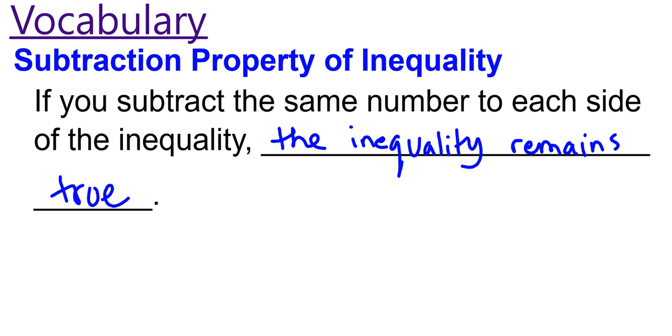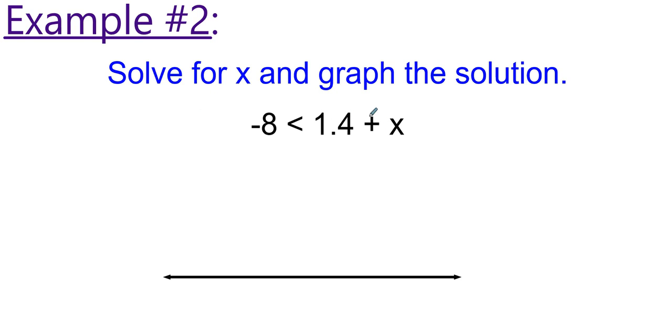Example number 2 will be coming up in a second, right after we talk about the subtraction property of inequality. Very similar to the addition property of inequality, it says if you subtract the same number from each side, the inequality remains true. So we can either add or subtract the same value to each side of the inequality and it will remain true. So on this one, we have x plus 1.4 on the right-hand side here. We need to subtract off that 1.4 from both sides to get x by itself. That will cancel out the positive 1.4 on the right. Negative 8 minus 1.4 is negative 9.4.